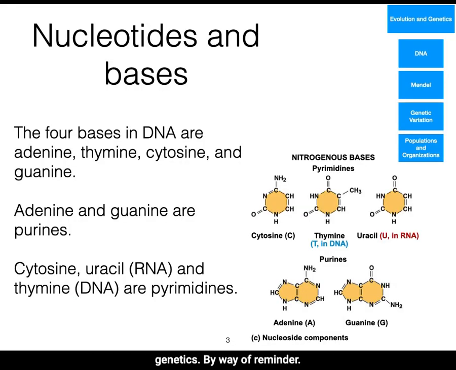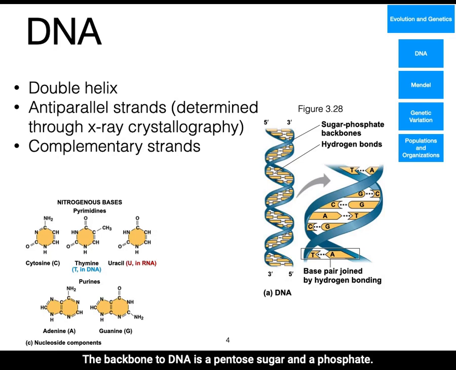By way of reminder, we've talked about DNA. There are 4 bases for DNA and RNA. DNA specifically has cytosine, thymine, adenine, and guanine. The backbone to DNA is a pentose sugar and a phosphate. So the nitrogenous base is inside the helix.